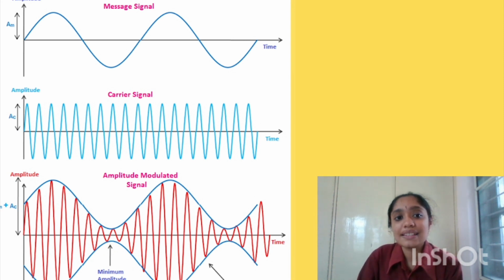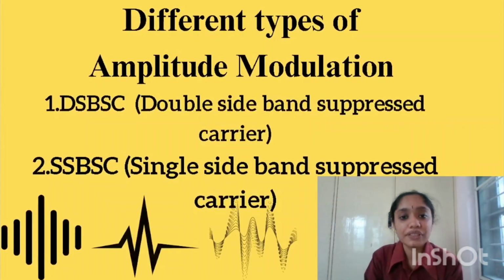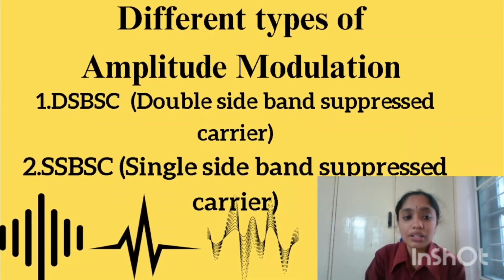Message signal is the signal which contains information. Carrier signal is the signal which is varied according to the message signal. And amplitude modulating signal is the final modulated signal. Going to the next slide, we have different types of amplitude modulation.